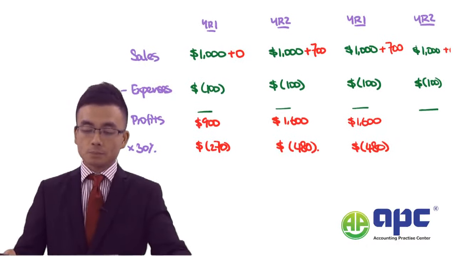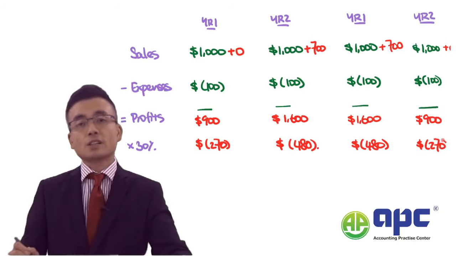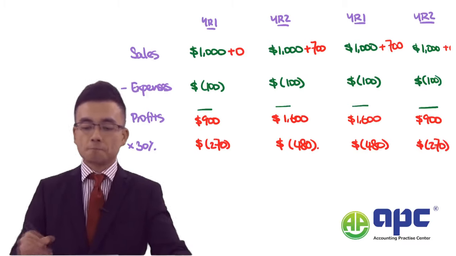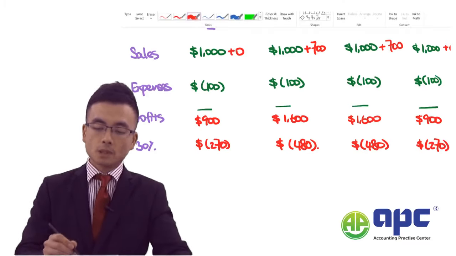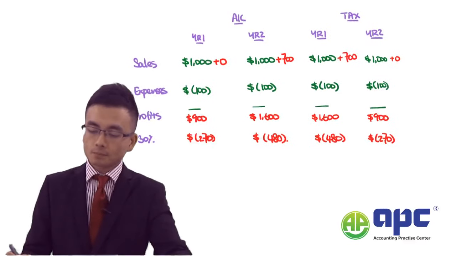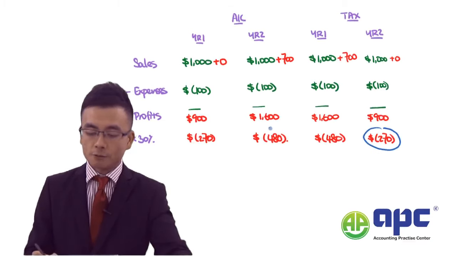And then the profit will be $900 here, $270. So let's compare the future tax consequences and consider that future tax consequences into today. Well, looking up from the year two's point of view, the future tax consequences is this. We should pay $270, but we account for $480.